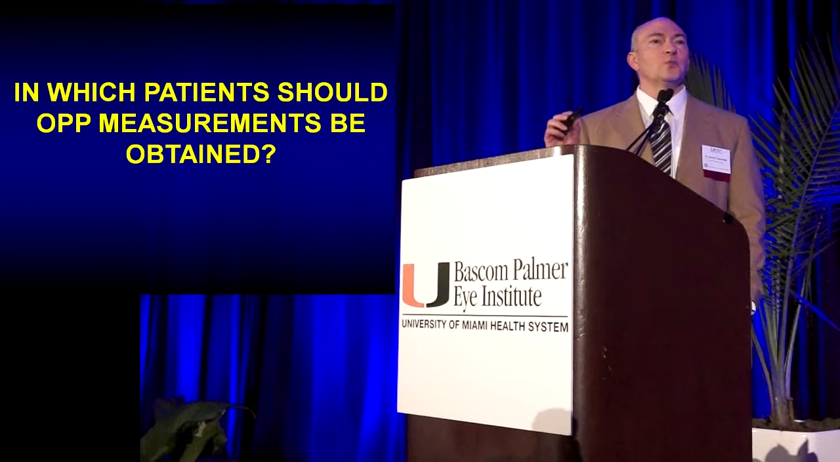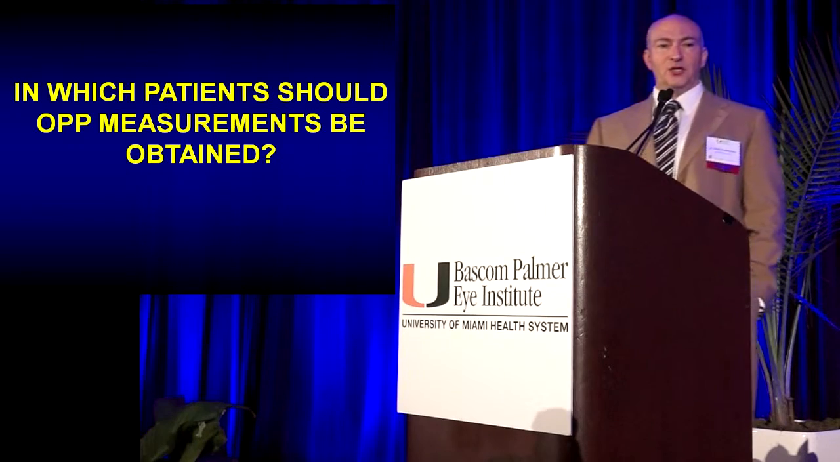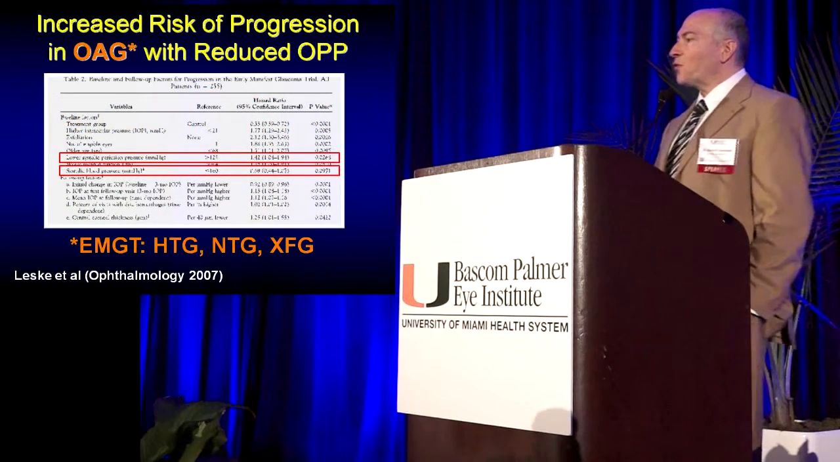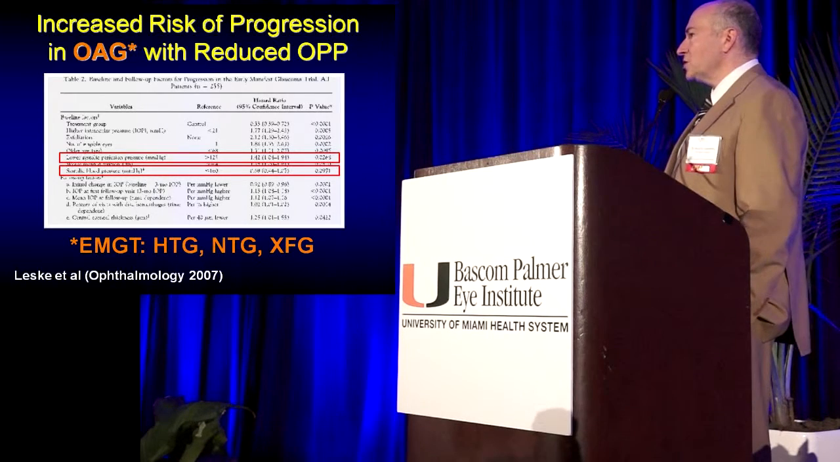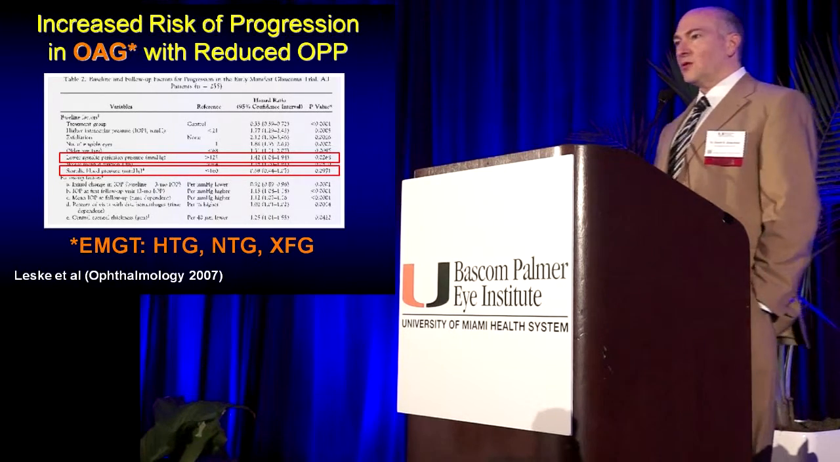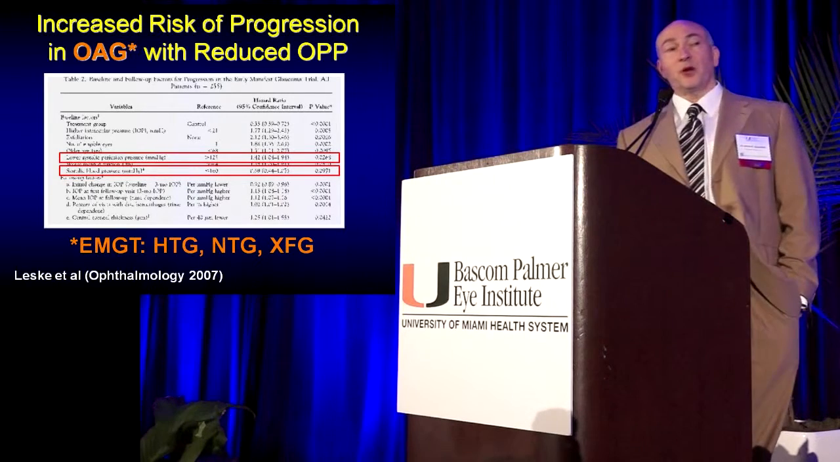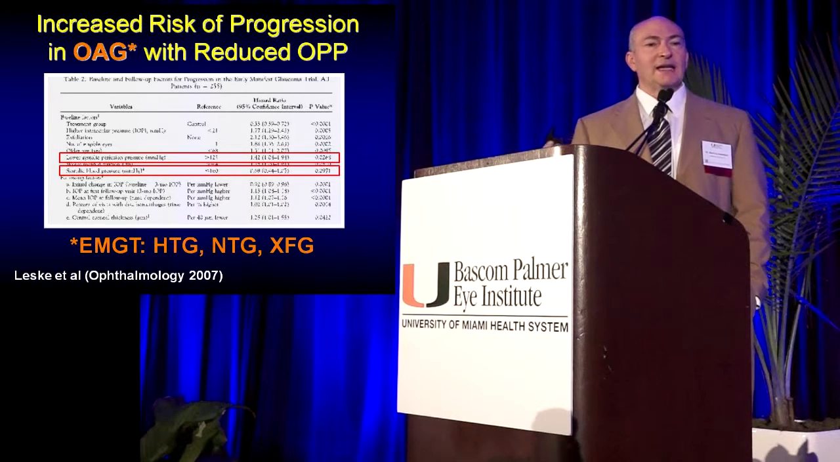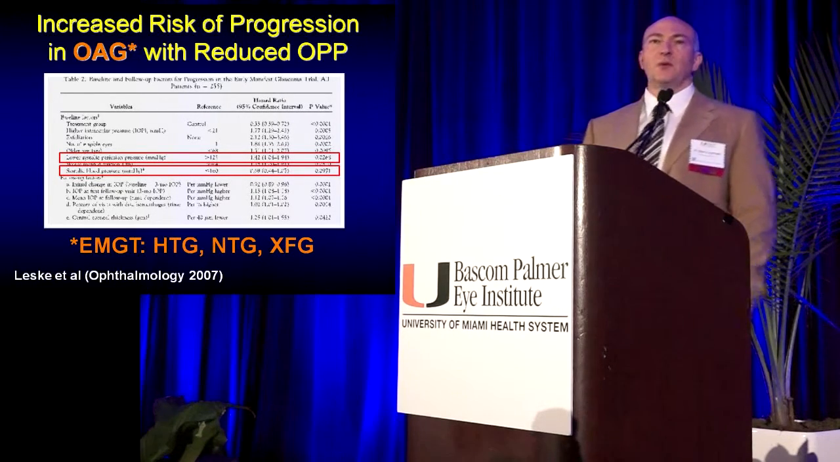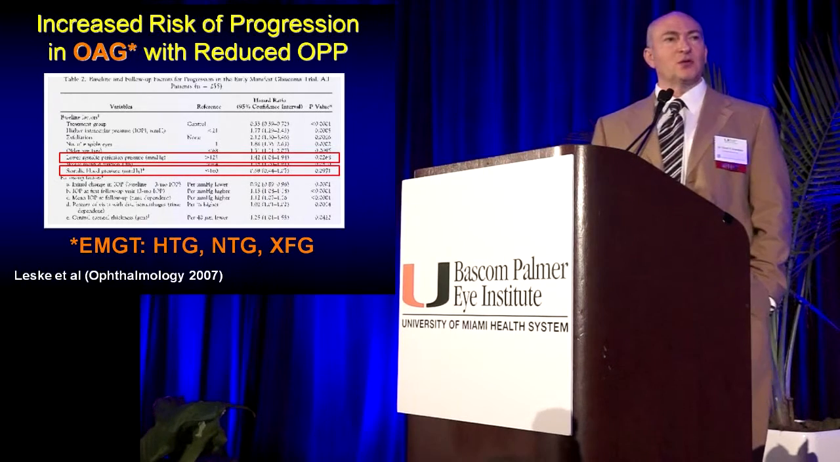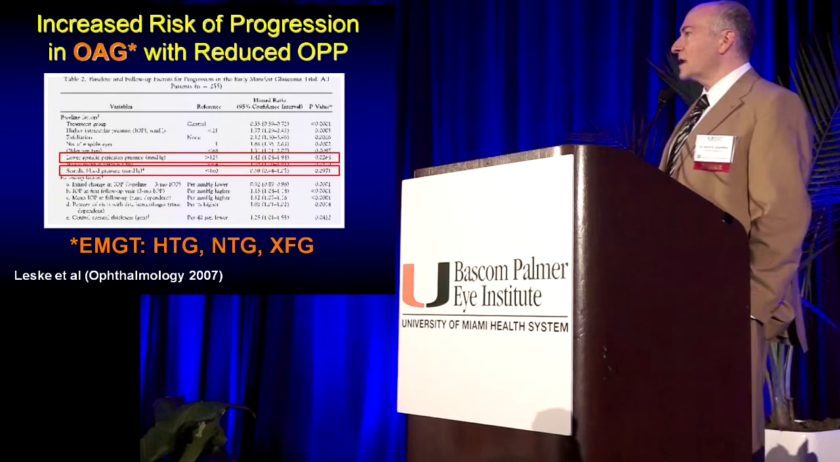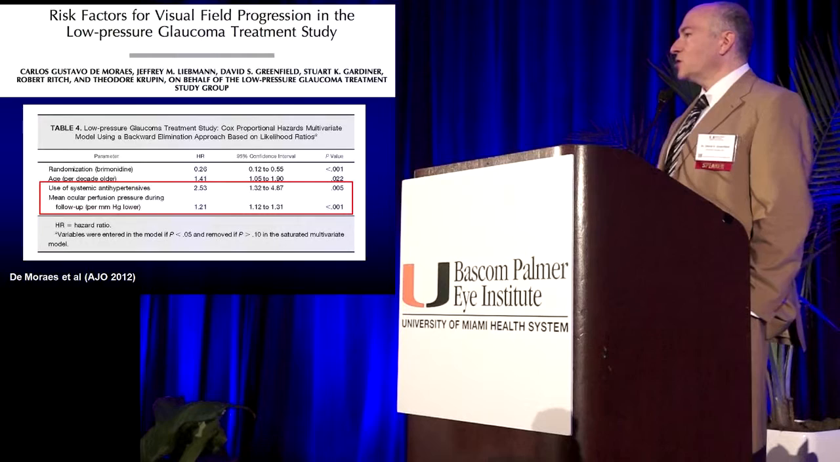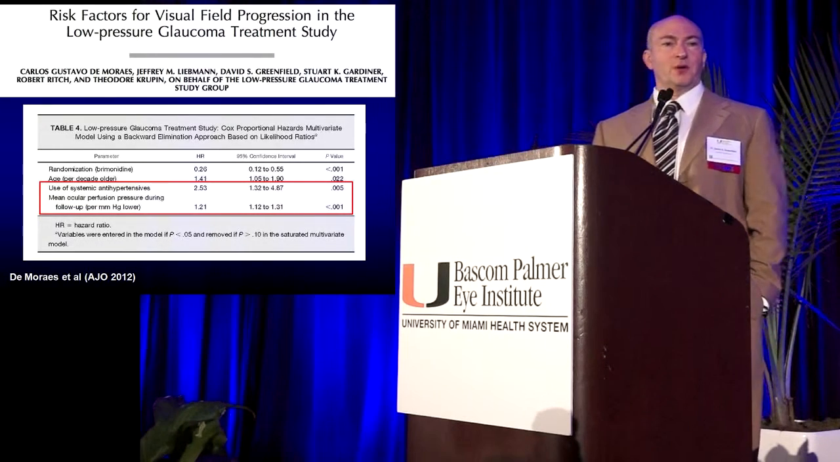Now, in whom should we be considering the measurement of OPP in our patients with glaucoma? Well, first and foremost, if you look at the evidence, it should be patients with open-angle forms of glaucoma. And those include primary open-angle glaucoma or high tension, including low tension or normal tension, and exfoliation glaucoma patients. These were patients that were enrolled and studied in the EMGT trial, in whom we see there is strong evidence that low OPP contributes to a risk factor for glaucoma progression.